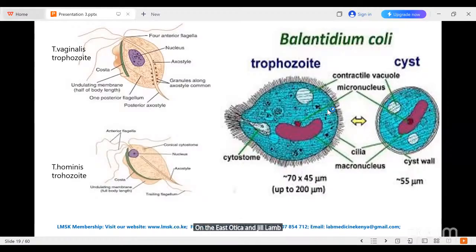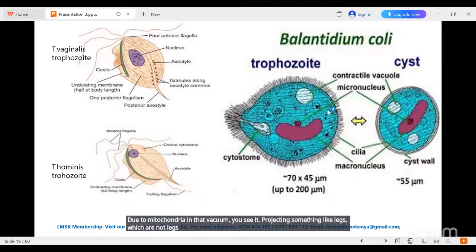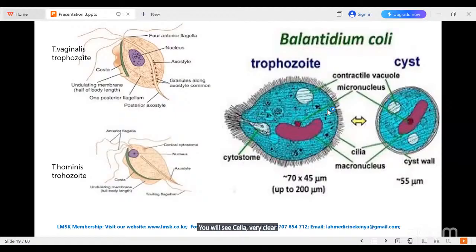Of course, trophozoites use flagella for locomotion. These other ones, for Mastigophora, are always using flagella for locomotion. This one uses cilia, sorry. Balantidium coli is using cilia for locomotion, while histolytica uses pseudopodia. You see some contractile vacuole, you see it projecting something like legs, which are not legs actually. That's why we say pseudopodia. Look at Balantidium coli, you will see cilia, very clear that it's moving around using cilia. And for G. lamblia, you see it moving using flagella.